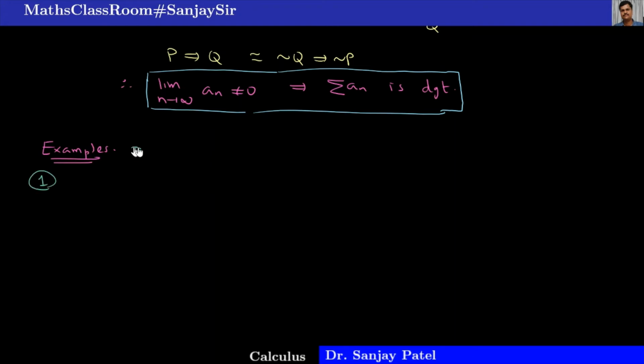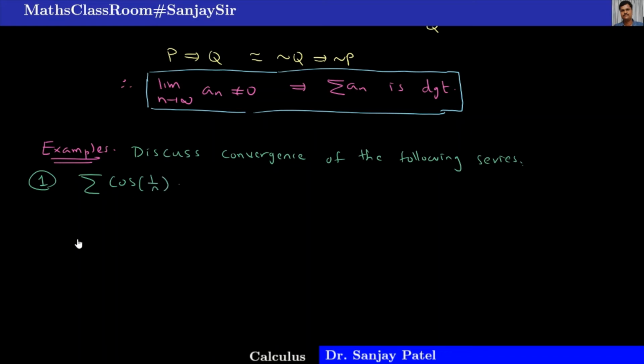I will just write the common thing: discuss convergence of the following series. I'm taking the first example, sigma cos 1 upon n. Consider this series. For this series, we can say that the nth term an is cos 1 upon n.